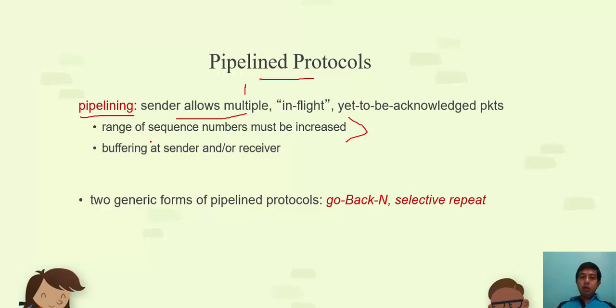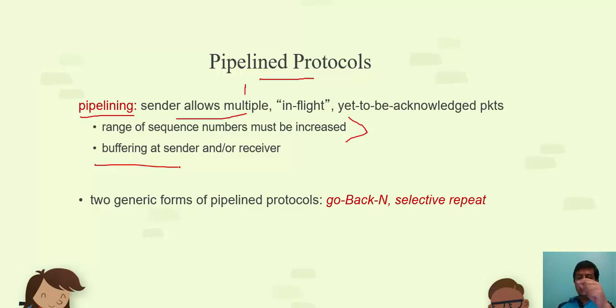The other thing is we require buffering. Remember, we have to retransmit lost packets. Because we are sending more packets, until the sender is sure that those packets have arrived correctly at the other end, it should store them, and if required, they have to be retransmitted. So now I require more buffer space.